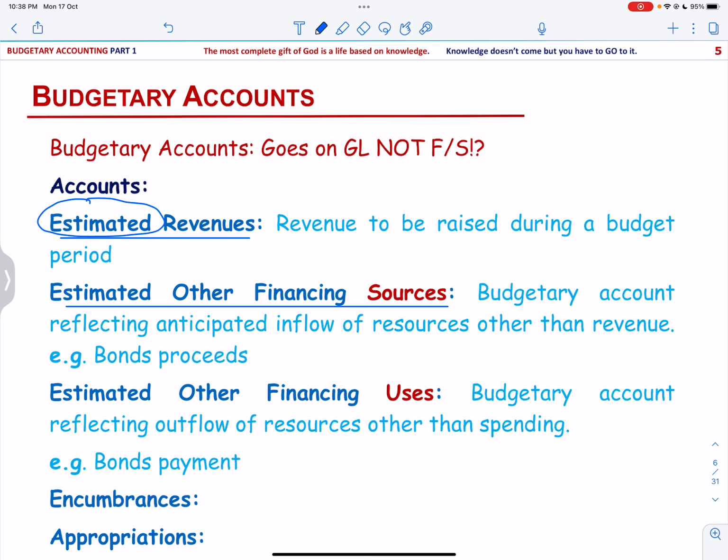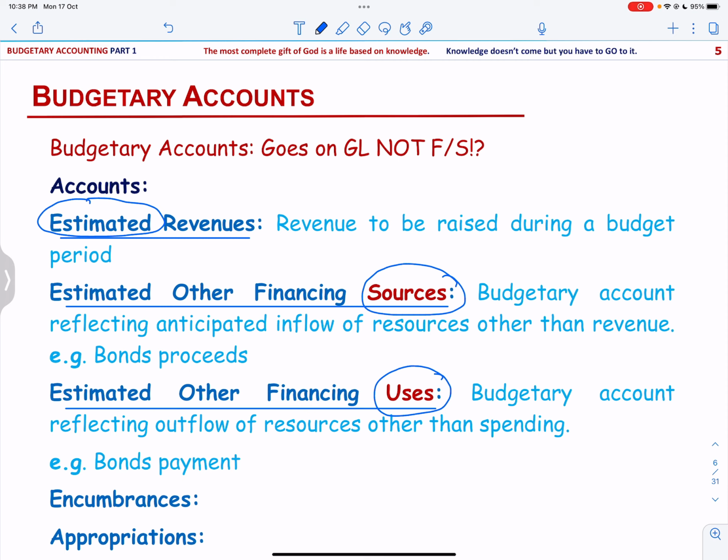Next is the estimated other financing uses. Just now we have talked about estimated other financing sources, and now we are going to talk about uses. Now these budgetary accounts reflect anticipated outflow of resources other than spendings on operations like bond payment. So bond payment is not a spending on operations, rather it is estimated other financing uses.